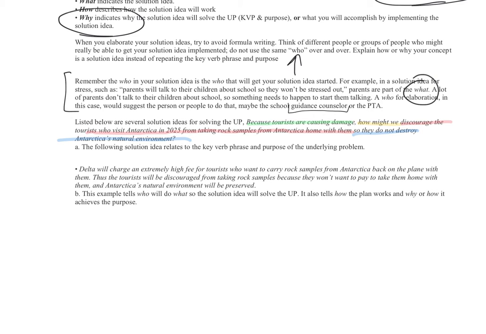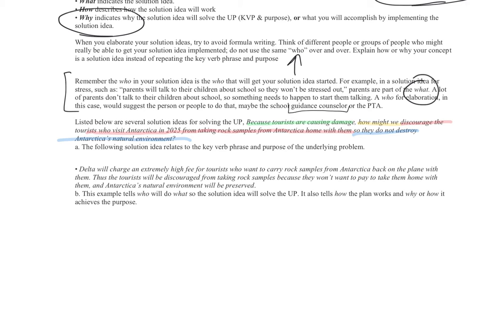Delta will charge an extremely high fee for tourists who want to carry rock samples from Antarctica back on the plane with them. Thus, the tourists will be discouraged from taking rock samples because they won't want to pay to take them home with them, and Antarctica's natural environment will be preserved.